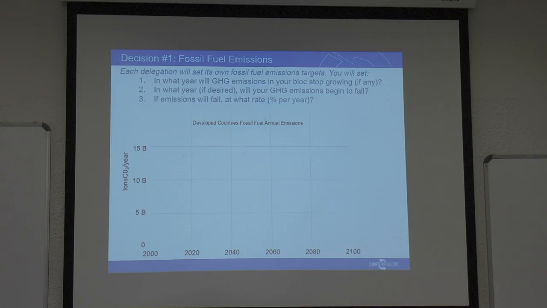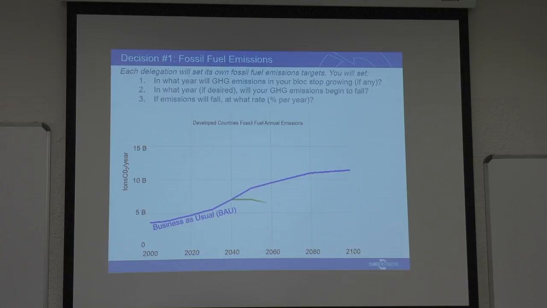Thirdly, what you need to say, if emissions will start falling at some point, is what the percentage of annual decrease in emissions will be. To give you an example, the blue is the business as usual scenario. So the first decision is, when will they stop growing? Stop growing in 2040.